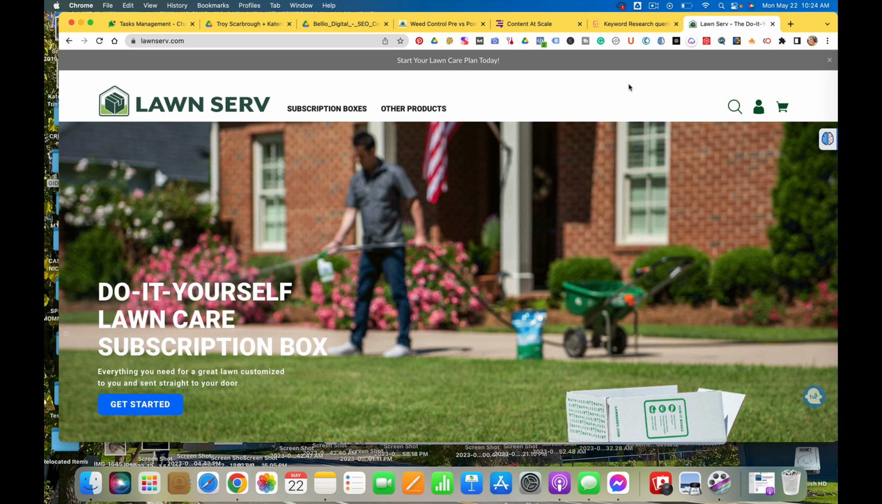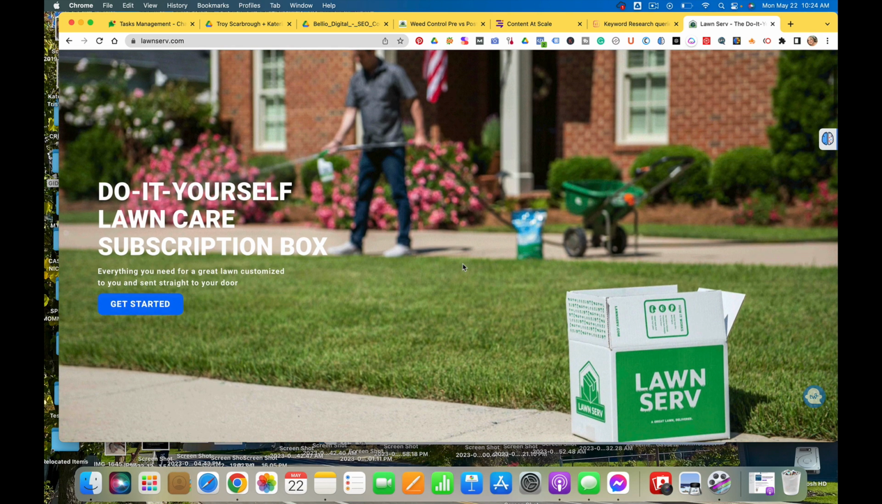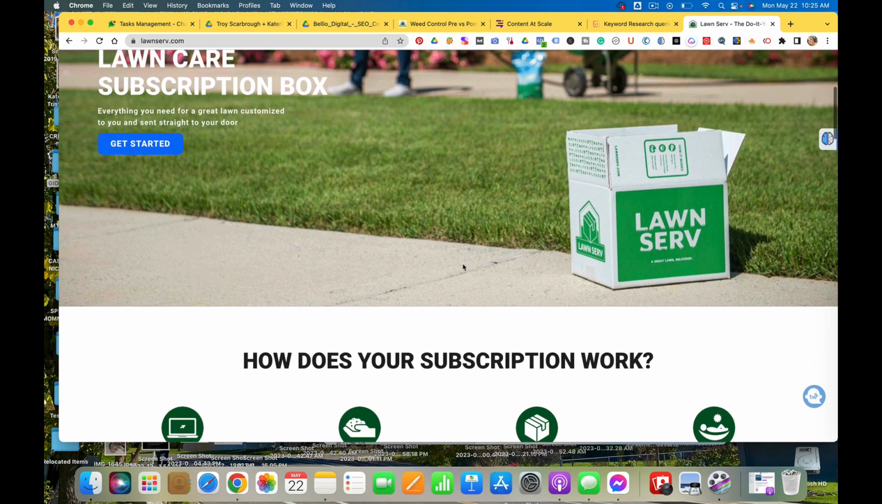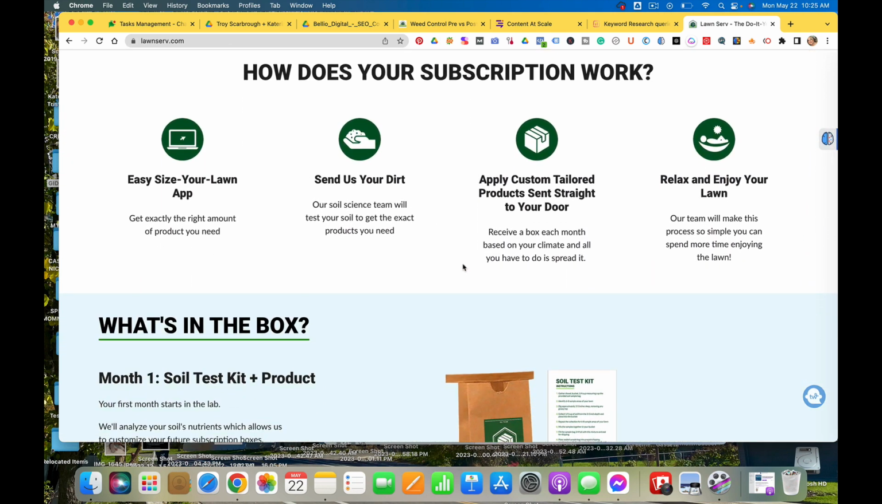This is the website that we're going to optimize. We're going to be adding a blog feature up here and putting all of the blog content on there. This is a do-it-yourself lawn care subscription box. Every month people pay a fee, and every month they get this box sent to their door.